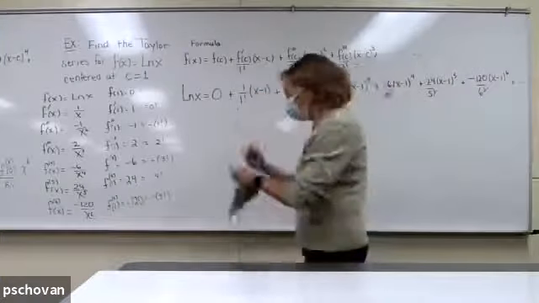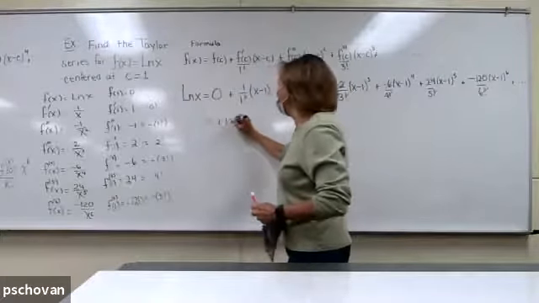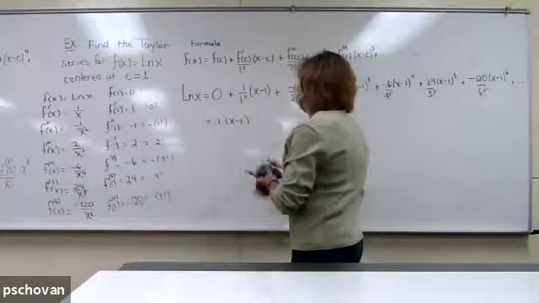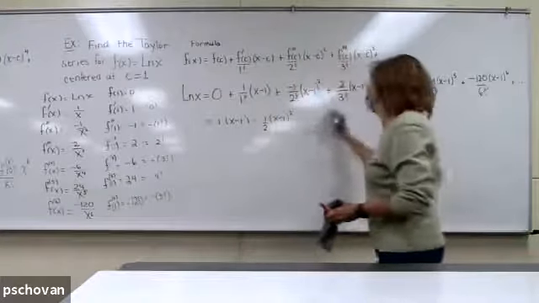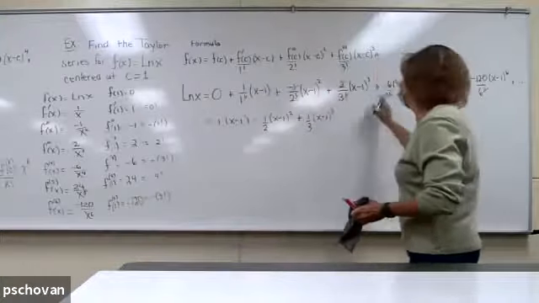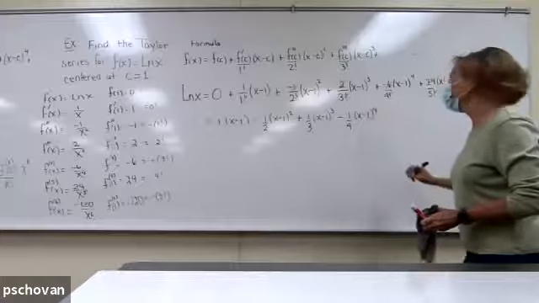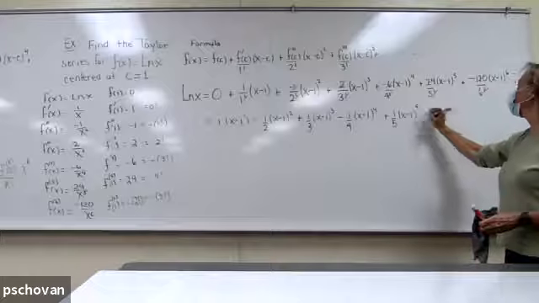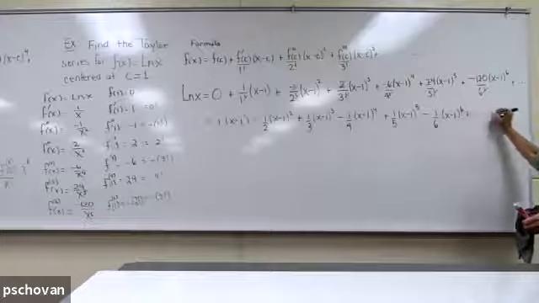So here's what I've got so far. Let's leave off the 0 term. I've got 1 times x minus 1, minus 1/2 x minus 1 squared, plus 1/3 x minus 1 cubed, minus 1/4 x minus 1 to the fourth, plus 1/5 x minus 1 to the fifth, minus 1/6 x minus 1 to the sixth.